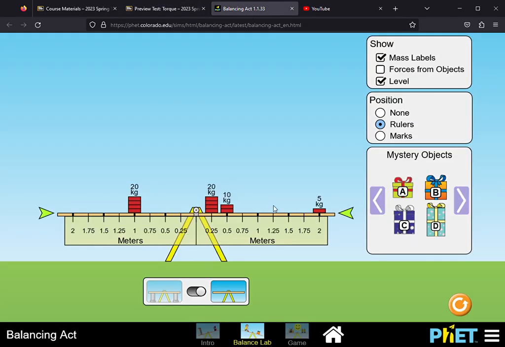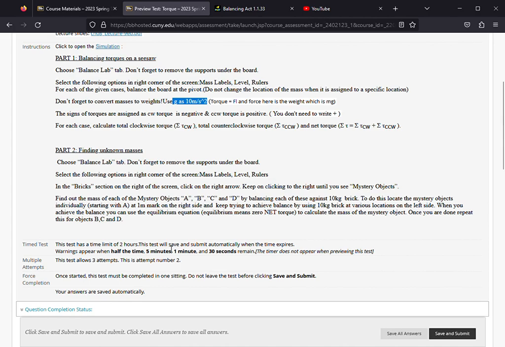So if you have like 10 kilogram here, it means 10 times G, which is 10. 10 times 10 is 100 Newton. And 100 Newton here at 0.5 mark, so the torque from this one is going to be 100 times 0.5. So pay attention to those details, which should hopefully give you right answers.